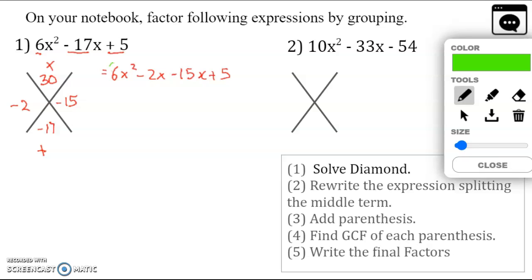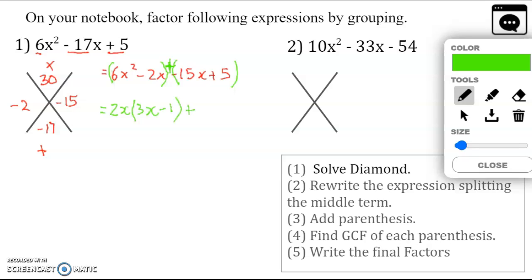And then from there, I need to put in my parentheses. I put parentheses around the first two terms, and then around the second two terms. Remember, the operation between these two parentheses is addition. You are adding negative 15x plus 5. Then you're looking for the GCF of the first two terms, 6x squared minus 2x. Definitely x goes there, and 6 and 2 are even numbers, so 2x comes out. 2x times what is 3x squared? 3x. 2x times what is negative 2x? It has to be negative 1.